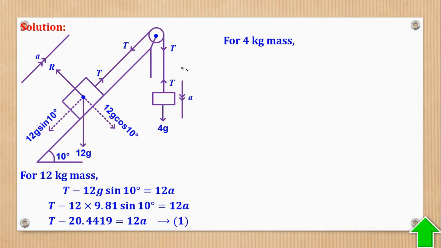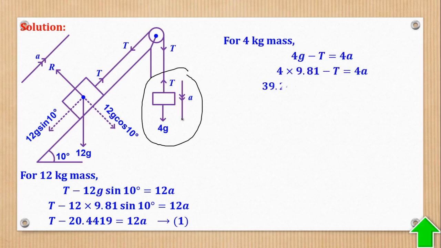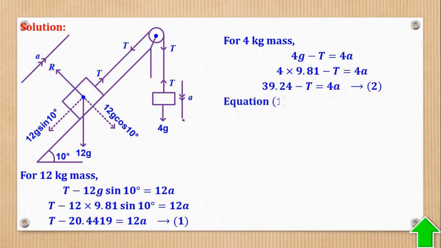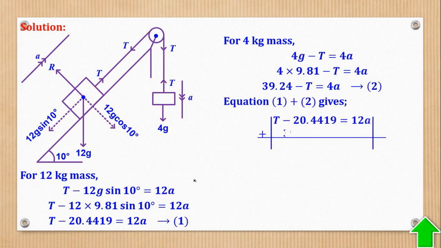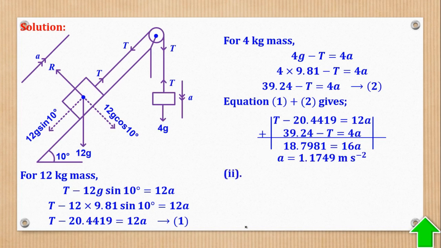What about the 4 kilogram mass? We are interested in this, which is 4G minus T equal to 4A. Substitute for G and get equation 2. Those are 2 equations, 2 unknowns we need to solve simultaneously. So equation 1 plus equation 2 will give us this, where A can be made the subject to get the acceleration.